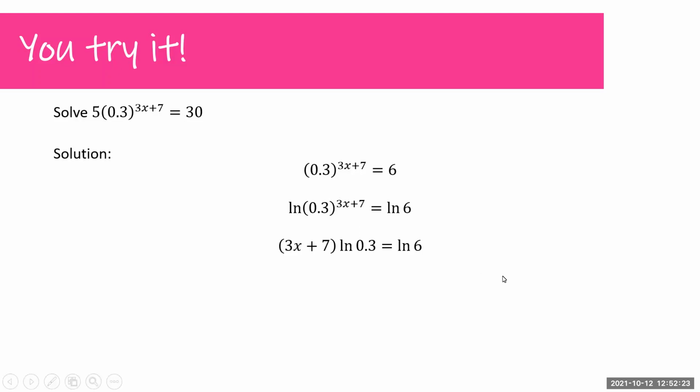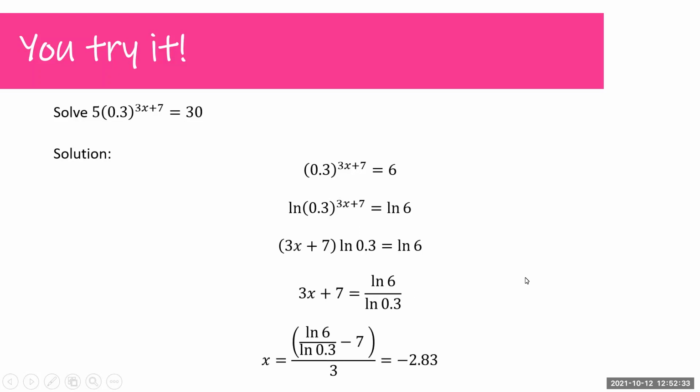And now it's just going to be some basic algebra. 3x plus 7 is going to be that ln of 6 over ln of 0.3. And now we just need to subtract that 7 and divide by 3. If we do all of that very carefully, plug it into our calculator, we get negative 2.83. If you made a mistake, go back and find it. It may not even be in your logs, it may be in the algebra at this point.